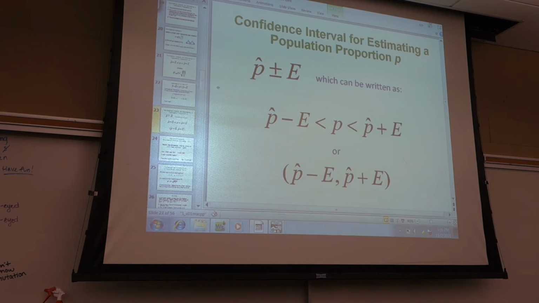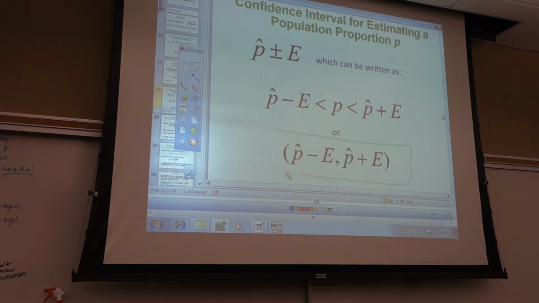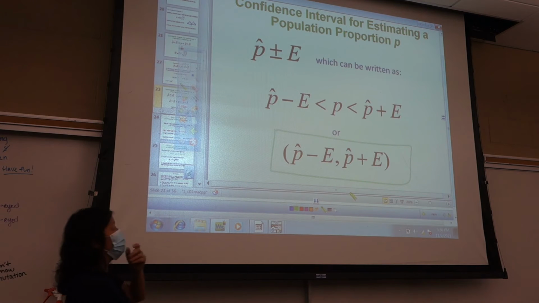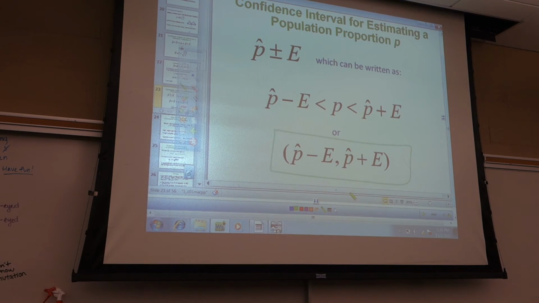You can also write it this way. P hat minus e, comma, p hat plus e in parentheses. That's called interval notation. That's also a very, very common way of writing stuff. So you can also do it this way as well. Totally fine.